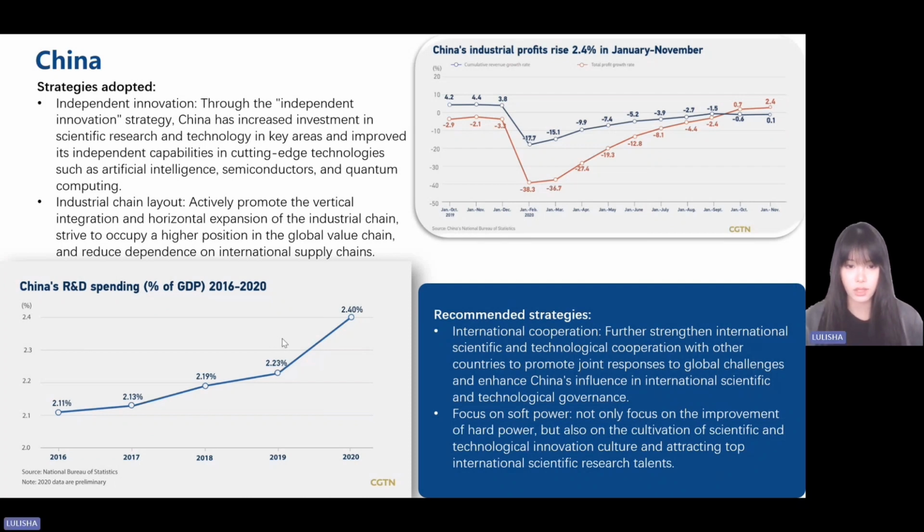And the recommended strategies is international cooperation. Further strengthen international scientific and technological cooperation with other countries to promote joint response to global challenges and enhance China's influence in international scientific and technological governance. Focus on soft power, not only focus on the improvement of hard power, but also on the cultivation of scientific and technological innovation culture and attracting top international scientific research talents. And you can see these two charts are both increasing, and they are both from China's National Bureau of Statistics.